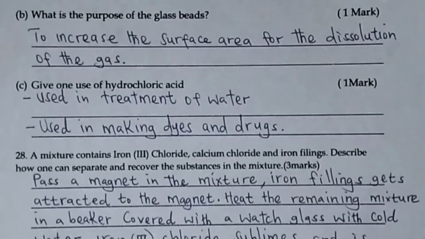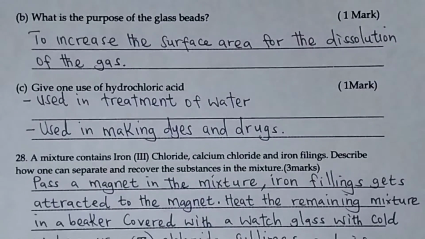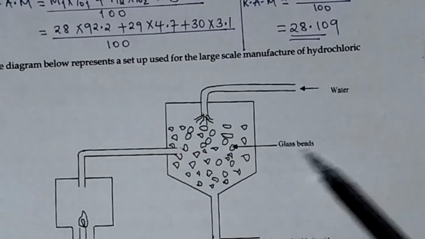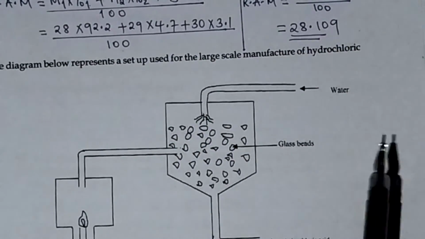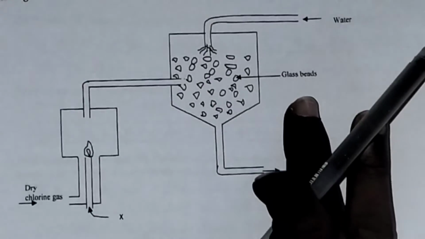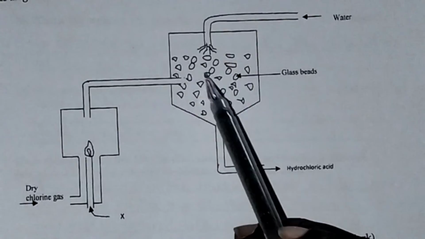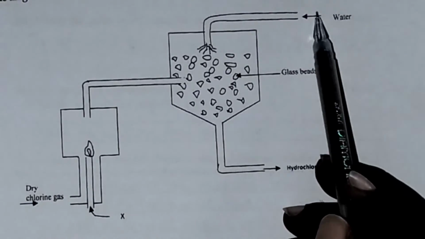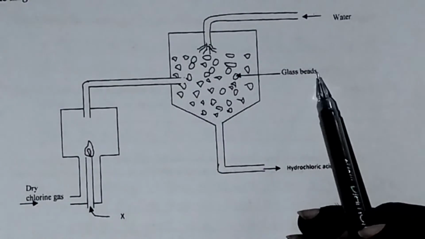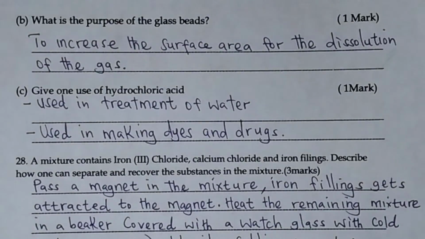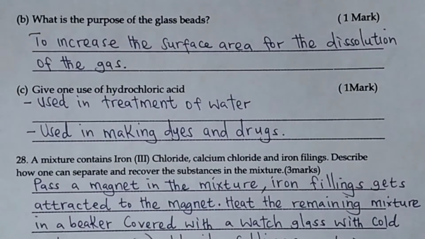In part B, we are told what is the purpose of the glass pads. This is the glass pad. Down here, we have dry chlorine gas and also hydrogen gas. Then hydrogen chloride gas comes here. Then we are dissolving it in water over the glass pad. So what is the role of the glass pad? It is to increase the surface area for the dissolution of the hydrogen chloride gas. That's what we mean.